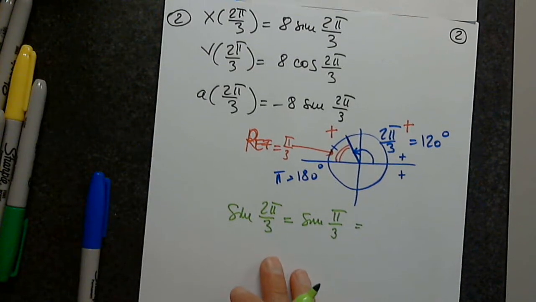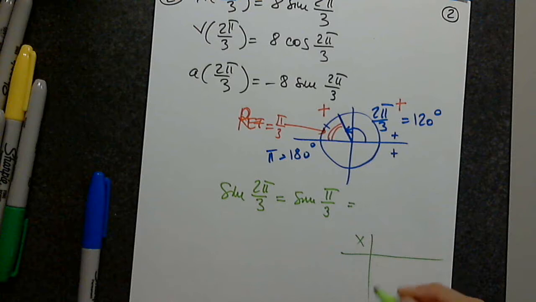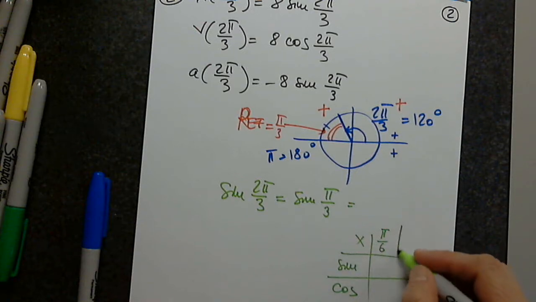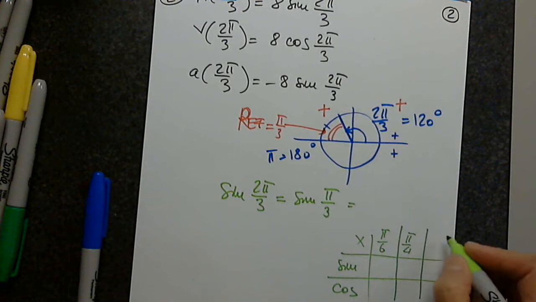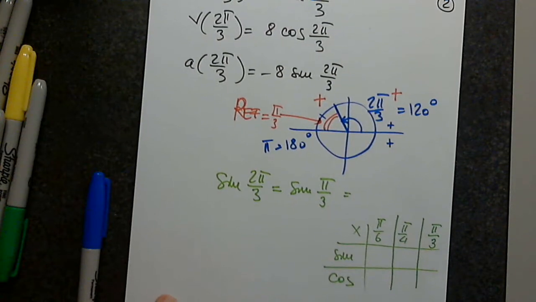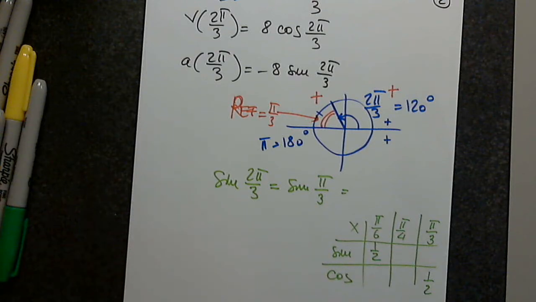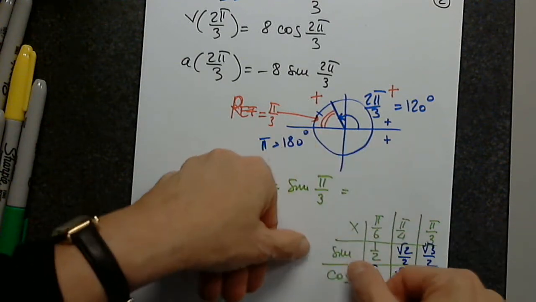Now the question is, what is sine pi over 3? Let me give you that little table. This is pi over 6, which is the first angle, pi over 4, which is the next angle, and then pi over 3. Sine of the small angle is 1/2, as well as cosine of the large angle. Then cosine of the small angle is the square root of 3 over 2, as well as sine of the big angle. These two are equal at the only angle for which they're equal, square root of 2 over 2. So then I know that sine pi over 3 is the square root of 3 over 2.